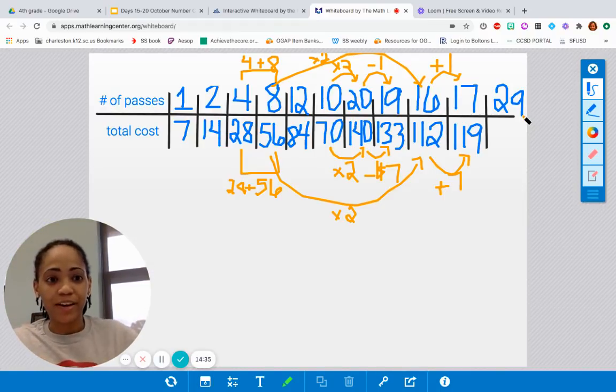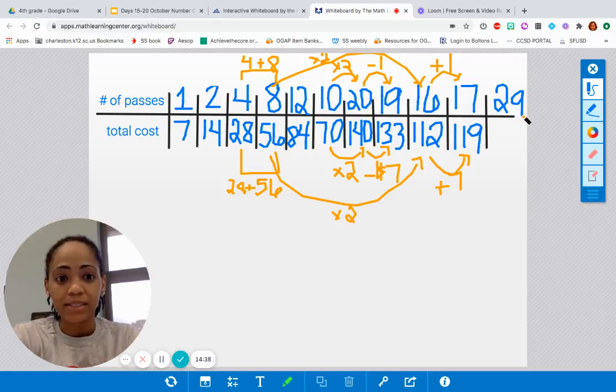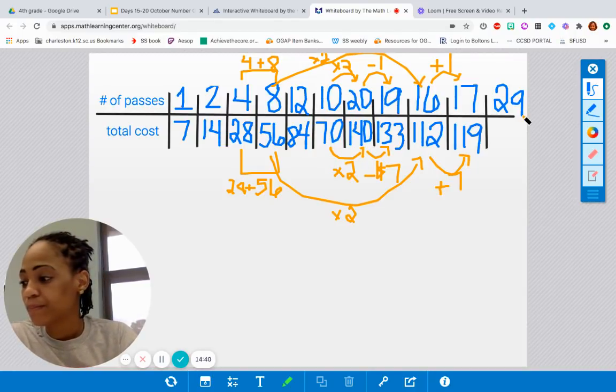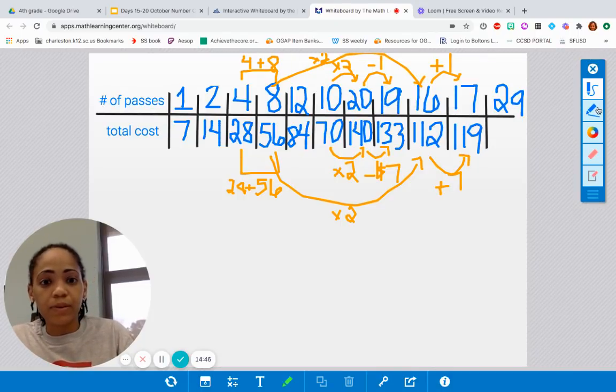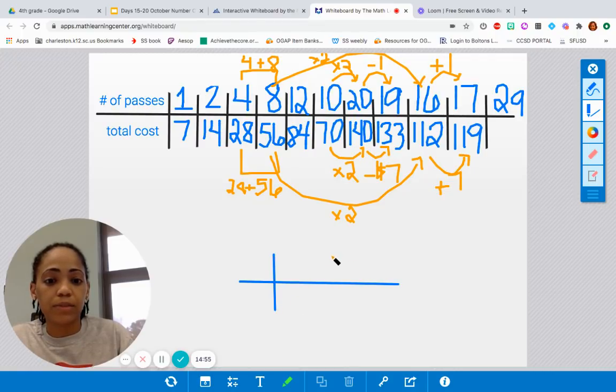How can you figure out 29 passes? What do we know? Okay, I'm going to give you a hint. I'm going to draw a separate ratio table down here. I'm going to add a couple lines, and we know we have the same kind of thing going on where we have 10. Well, I'm telling you, we have number of passes and the total cost still.